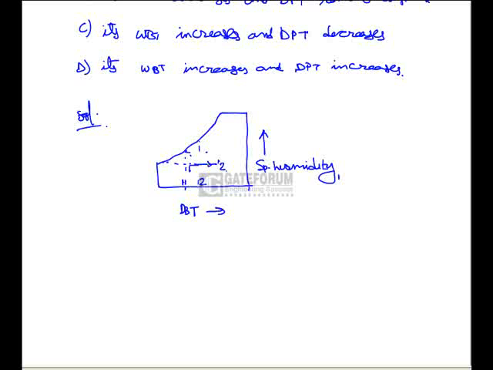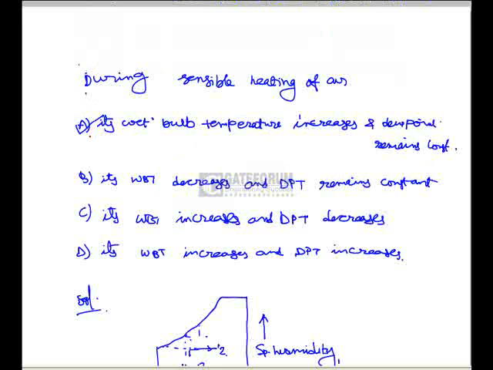So the right option is wet bulb temperature increases but specific humidity remains constant. That means dew point remains constant. So wet bulb temperature increases. So here the correct option is A. A is the right answer.